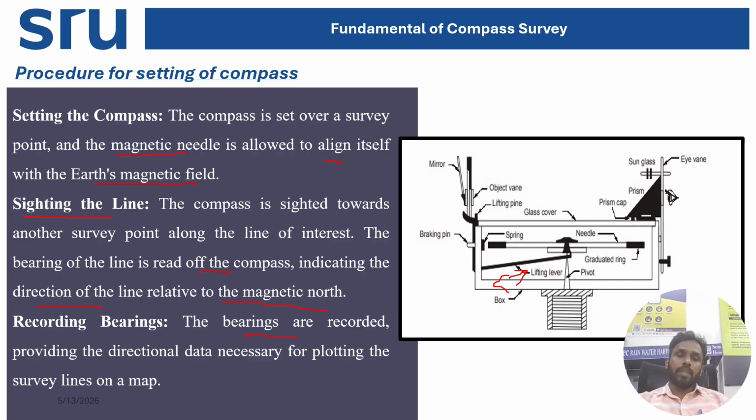That bearing is calculated with respect towards your magnetic north, providing the directional data necessary for plotting the survey line on the map. This directional data is required because with it you can easily fix your survey line and align it with respect towards your magnetic north. That's your direction. When you're dealing with any maps, the direction should be perfectly and precisely marked with respect towards your readings. So it is very important to record your bearing exactly with respect towards your magnetic north.